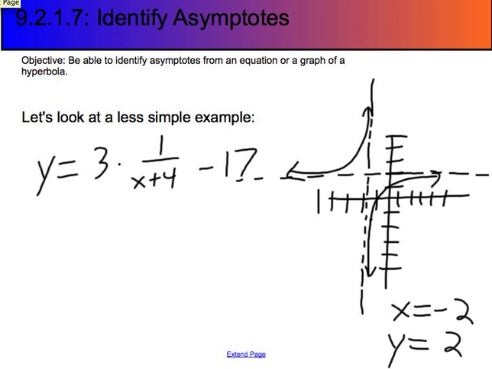Going back to the equation example here, this one is 3 times taller because of the 3 out front. The +4 moves it to the left 4, and the -17 moves it down 17. It's always x equals, and then a separate one is y equals for the two asymptotes for this one. It's x equals -4 because it's going to move to the left 4. Remember, x plus 4 actually moves it backwards 4. And it's y equals -17 for the other asymptote.